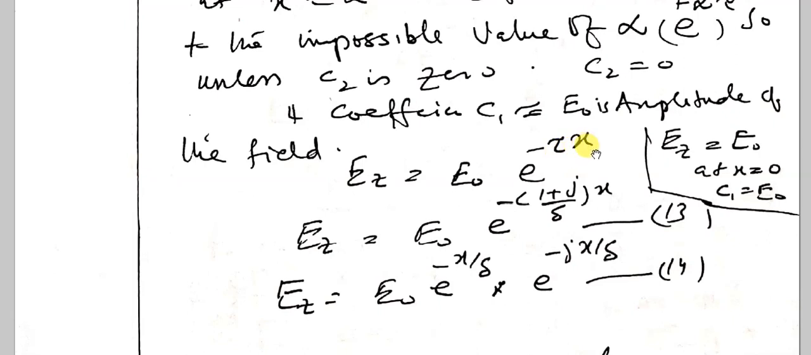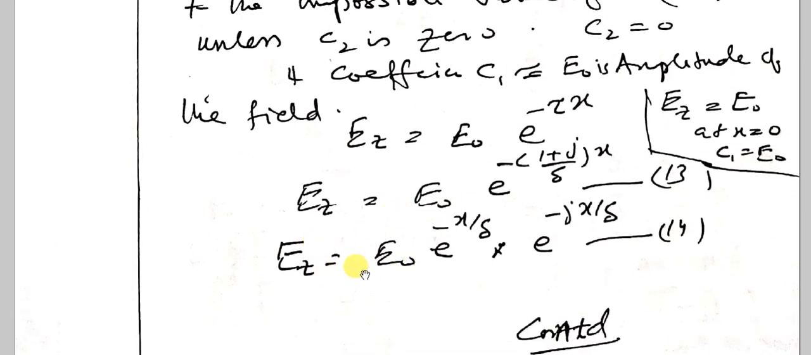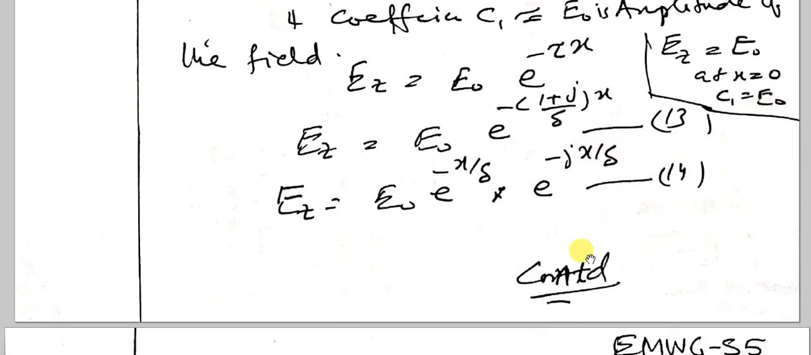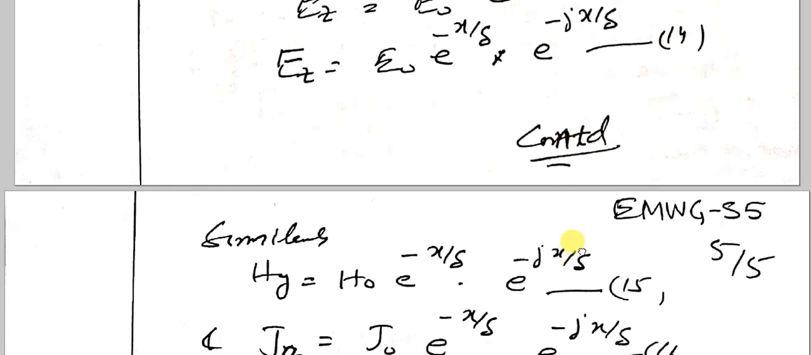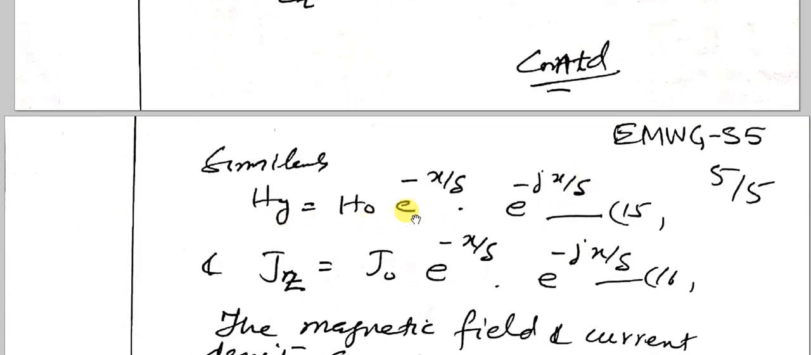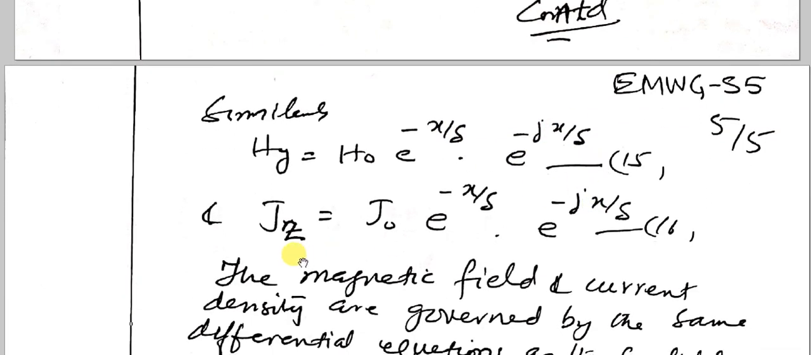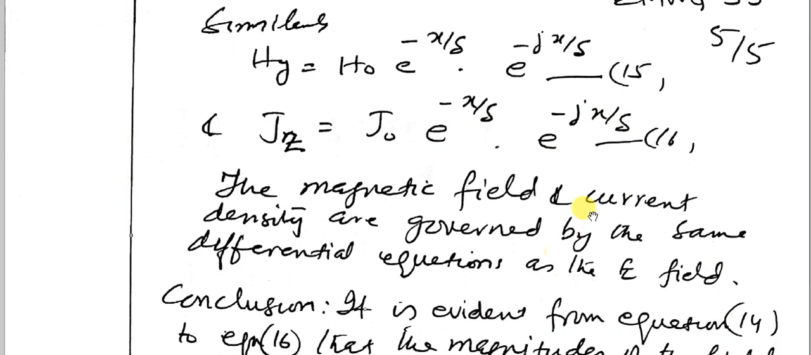So Ez, the field equation, is now given as E0 e to the power minus tau x. Now these are the boundary conditions we applied. So the tau value is (1 plus j) over delta. If you further split that up, Ez is equal to E0 e to the power minus x over delta, e to the power minus j x by delta. Similarly Hy is equal to H0 e to the power minus x by delta, e to the power minus j x by delta. Jz is equal to J0 e to the power minus x by delta, e to the power minus j x by delta. These are equations 15 and 16.